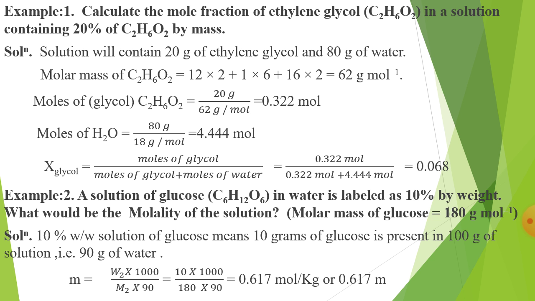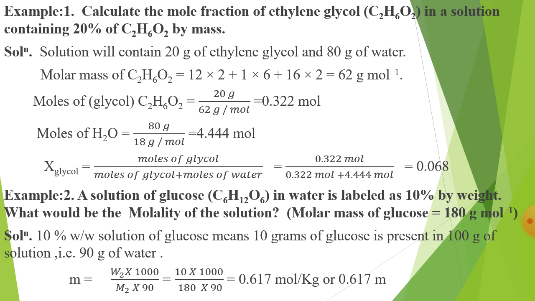Now we have to find the moles of glycol. So this is the given mass divided by molar mass. Here the given mass is 20 gram, as given in the form of percentage. Now divide by 62 gram per mole. So the answer is 0.322 mole. Now we have to calculate the moles of water, the second component. Here the mass of water given is 80 and the molar mass of water is 18 gram per mole. After solving this, we get the number of moles of water as 4.44 moles.